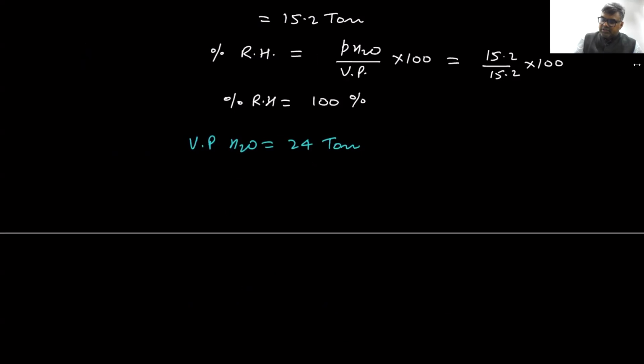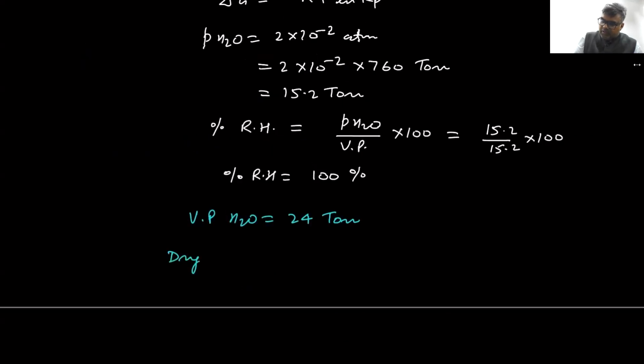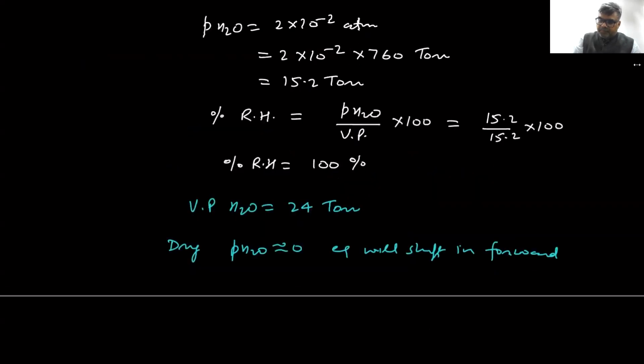If dry atmosphere is there, dry environment means partial pressure of water is almost zero. So equilibrium will shift in forward direction. So its answer is now BCD. I hope everyone is clear now. So answer is BCD. Clear?